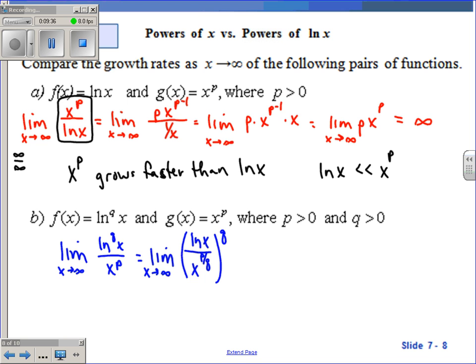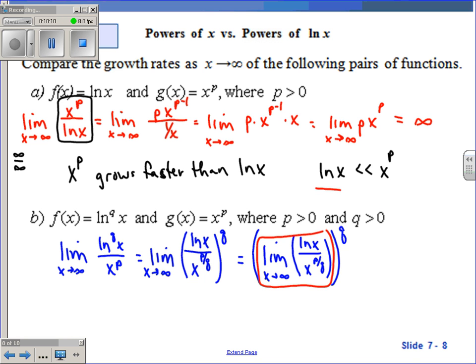But now, look at the problem before. We know natural log of x grows more slowly than x to a power. Any power. It doesn't matter what that number was. As x is going to infinity, natural log of x grows slower. So this is the same thing as, I'm going to put that power q outside of all of this. This is the limit of natural log of x over x to some number, and since we know natural log of x grows more slowly than x to a power, that means this limit would be 0.